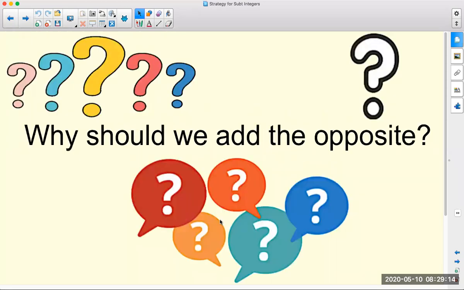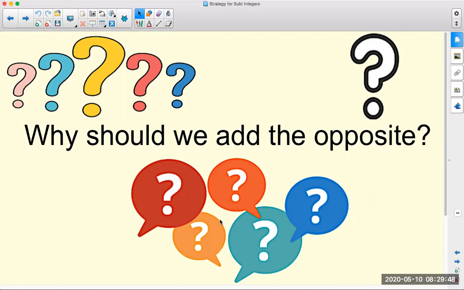Why should we add the opposite? I was so glad you asked that. You were right on time. Well, we should add the opposite because by changing our subtraction problems to addition problems, that saves us from having to learn a whole new set of rules to subtract integers. Once we rewrite them as addition problems, we can just use the rules we already learned for adding integers. That saves us some extra work. Well, you know what? I like that. I like to be saved from doing extra work.